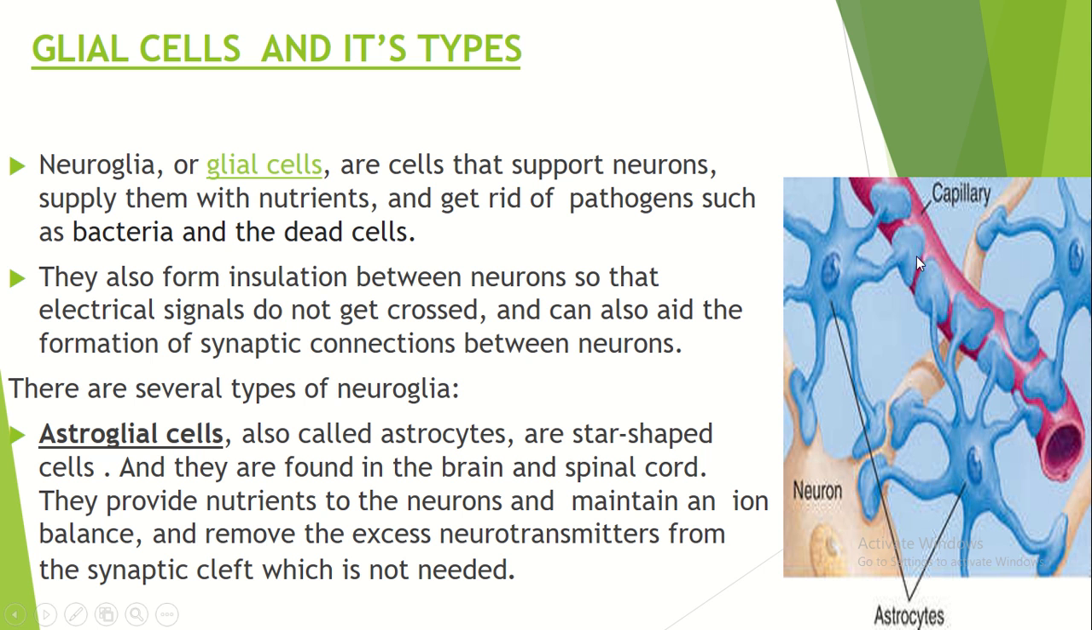The ions and nutrients needed by the neurons are transmitted from the capillary to the neuron, and whatever is not needed is transmitted away again through the astrocyte. So this is mainly helping the neurons with the nutrients and the ions.